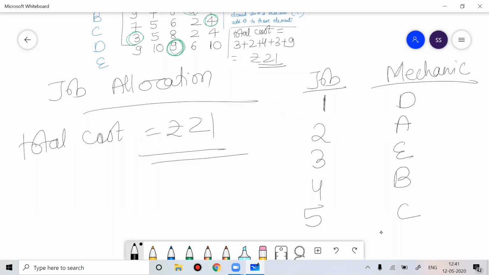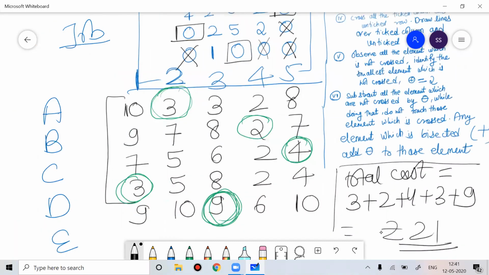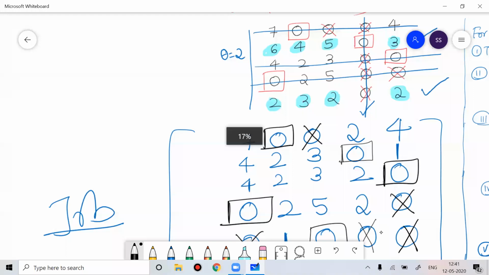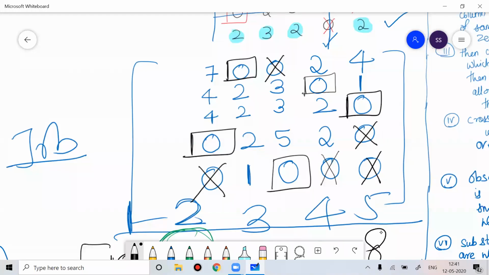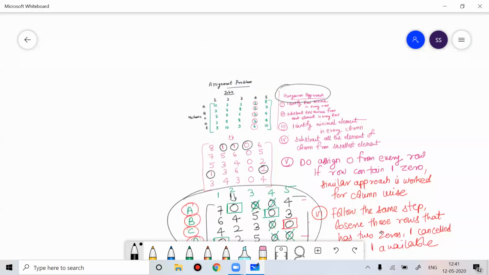So this is the work. This is the game what we play. We'll keep playing this game till the time we don't get optimal allocation. Your optimal allocation is that allocation where in every row and every column you can see one element being allocated. Then only it is optimal allocation. In case that is not done, then the allocation is not the optimal allocation.